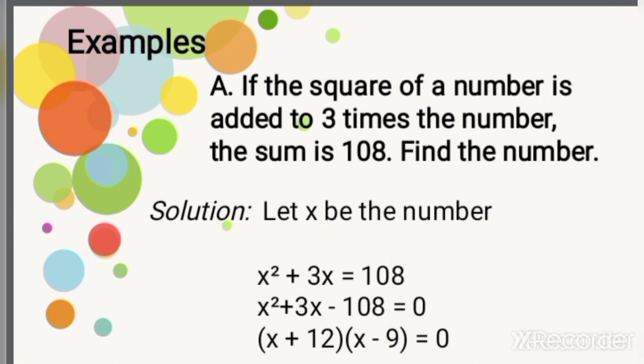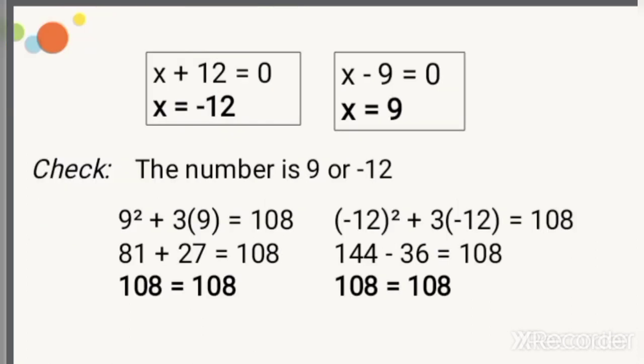After that, let's transform this into standard form. So we have x squared plus 3x minus 108. Then, factor. The factors of x squared plus 3x minus 108 are the quantity x plus 12 times the quantity x minus 9. After that, equate them to 0. So we have x plus 12 equals 0 and x minus 9 equals 0.